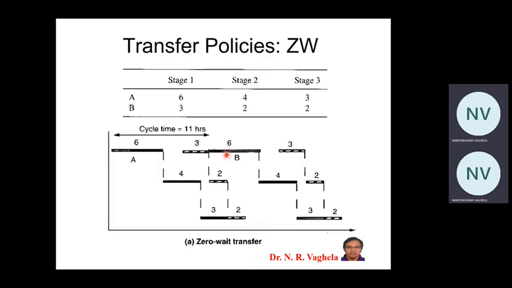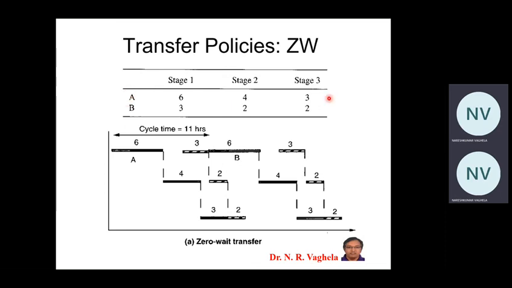Now let's see the example for the zero wait transfer policy. Consider that there are two products A and B which require 3 stages: 1, 2 and 3. For product A, processing times 6, 4 and 3 are required for stages 1, 2 and 3 respectively. Similarly for product B, processing times 3, 2 and 2 are required for stages 1, 2 and 3 respectively.